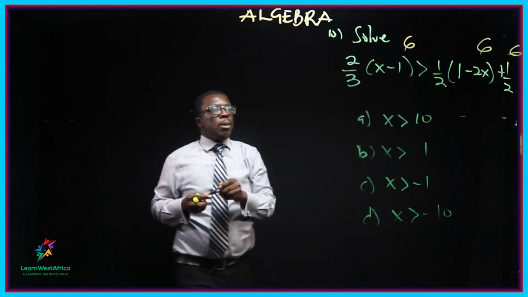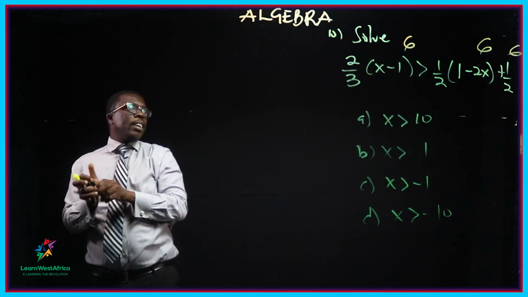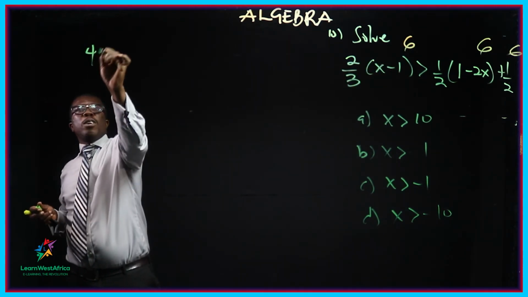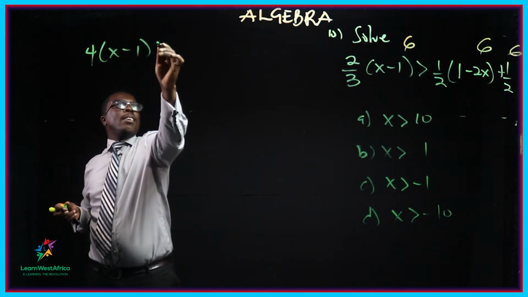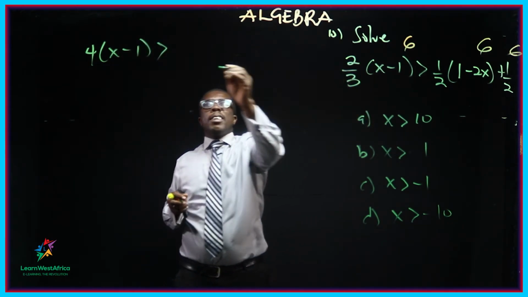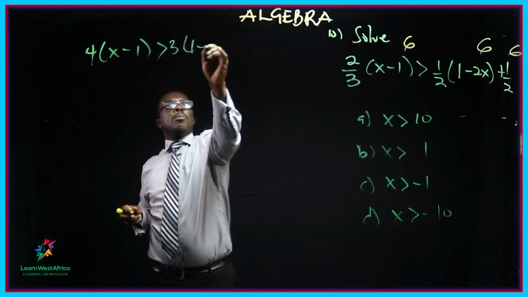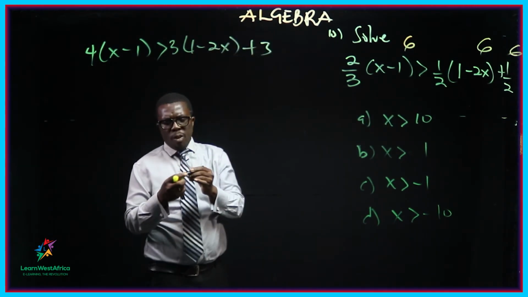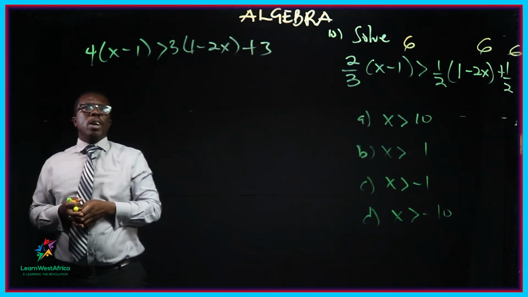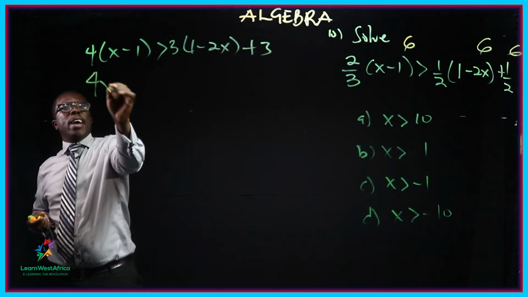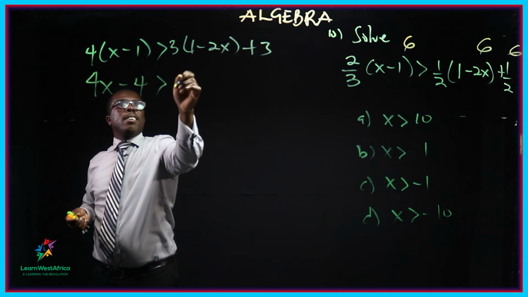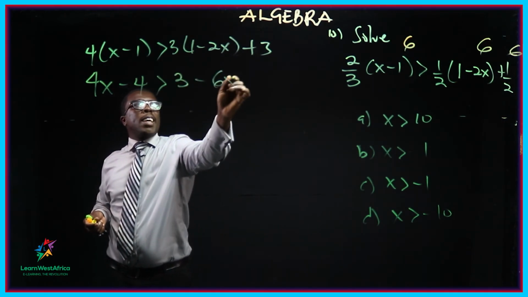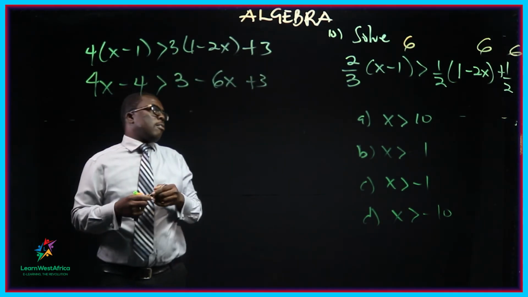So 6 times 2 over 3 gives 4 into bracket x minus 1, greater than 3 times 1 minus 2x, plus 3. Now we expand that. What do we get? We're going to get 4x minus 4 greater than 3 minus 6x plus 3.